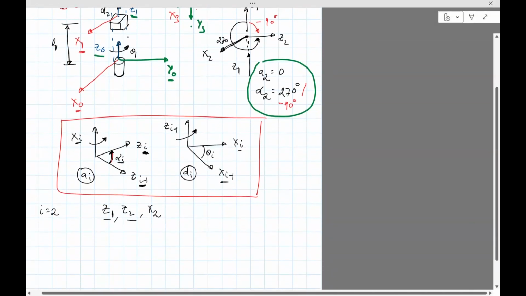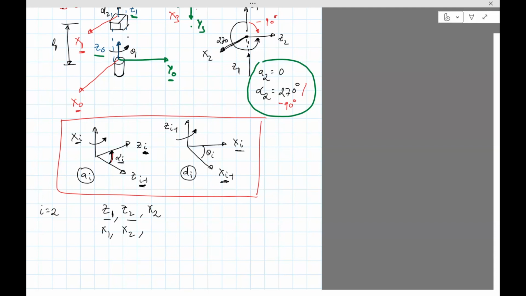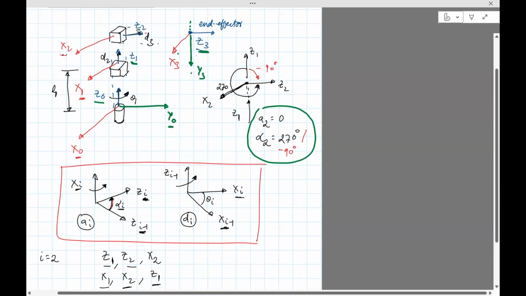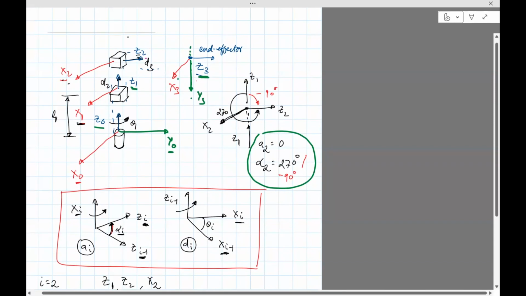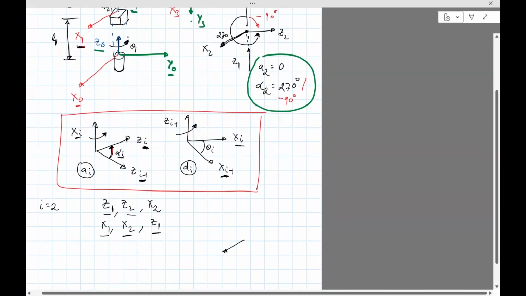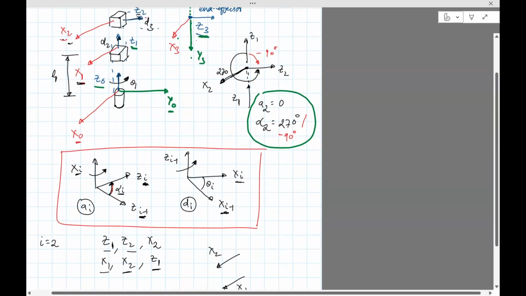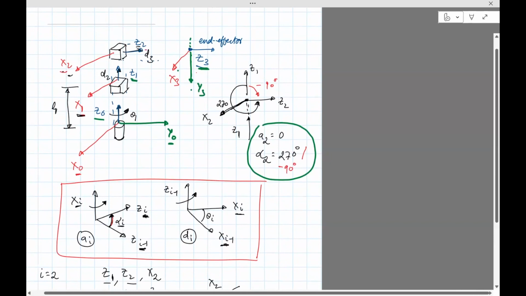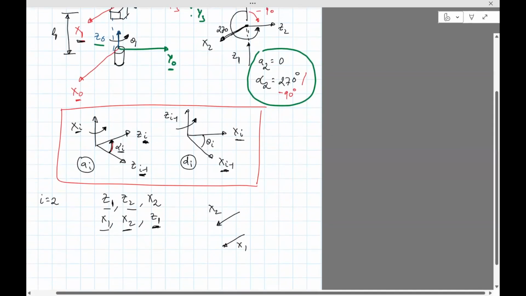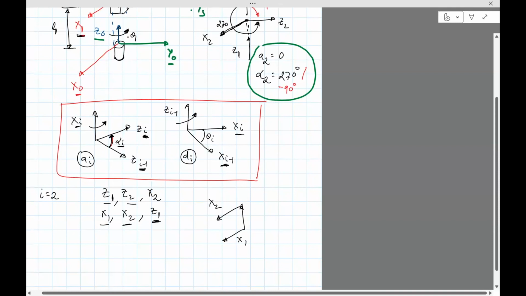For the next two, I need to put i equals 2. So x(i-1) is x1, x_i is x2, and z(i-1) is z1. So I need the relation between x1 and x2 along z1. Let's see where x1 and x2 are. X1 is here, x2 is there. So I'll draw it here: x1, x2. And then I also need axis z1. Z1 is up this way.